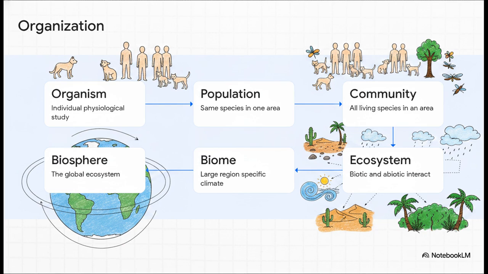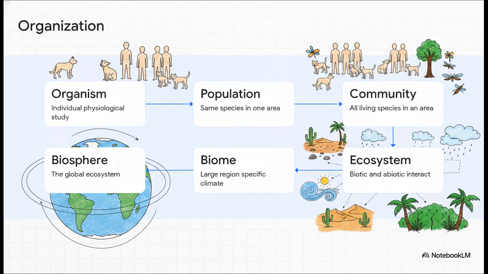Moving on to Section 2, the biological hierarchy, zooming out from the micro to the macro. Now, biology is incredibly organized. It's like a giant puzzle. We start at the very bottom with a single organism. Like if I study just you, or just one single dog, I'm looking at individual physiology. But if we gather all the individuals of that exact same species in one specific area, say all the humans in your city, boom, we've leveled up to a population. Step it up again, and we get a community. This is all the living species in that area. Humans, dogs, cats, trees, insects, the whole shebang.